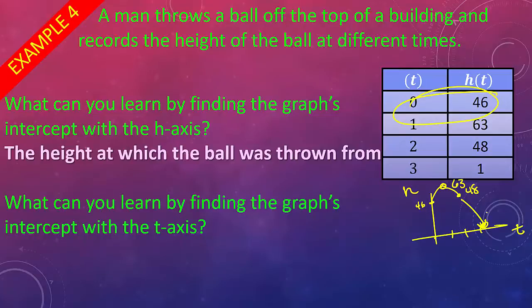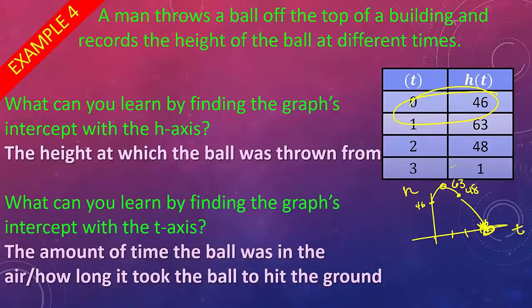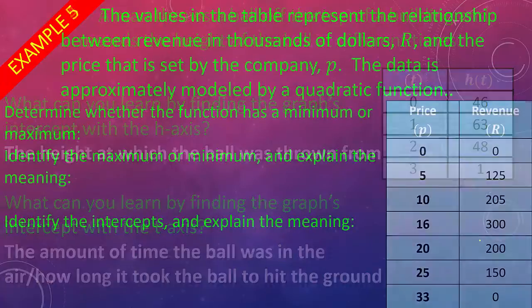Intercept with the t-axis, so this right here. Basically where it would cross would be the amount of time the ball was in the air, or how long it took the ball to hit the ground. So since this is time down here, when it intersects with there, that means it stops moving. So all this time is where it is in the air until it hits.